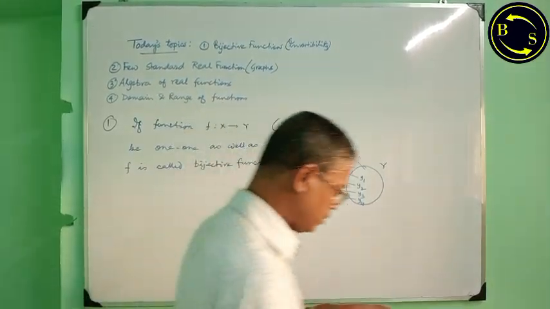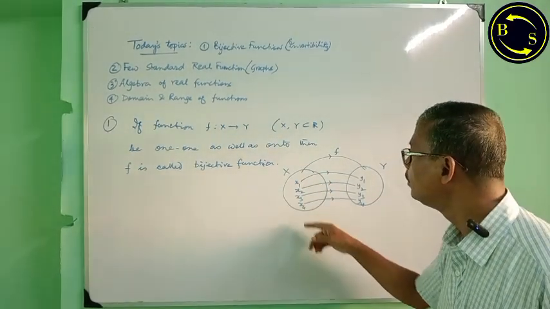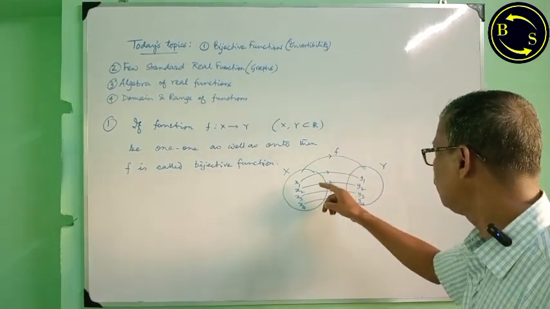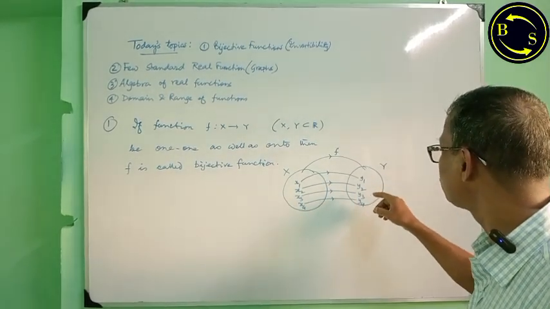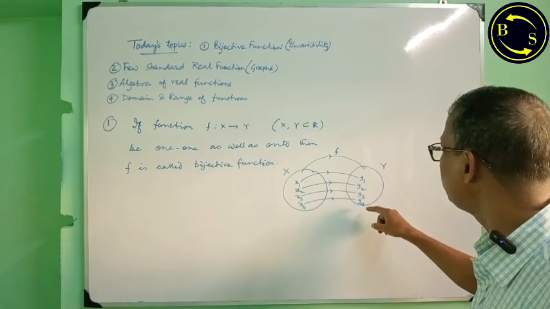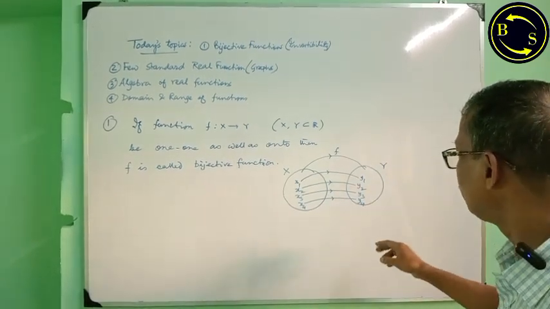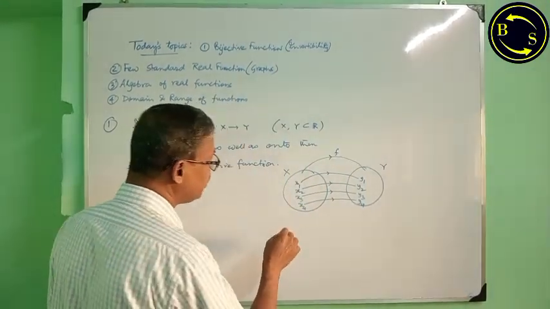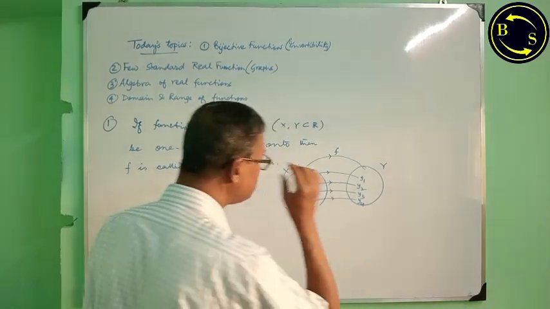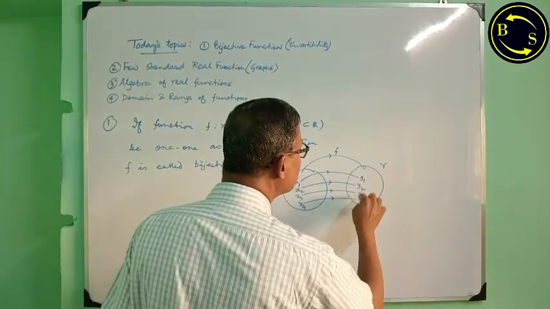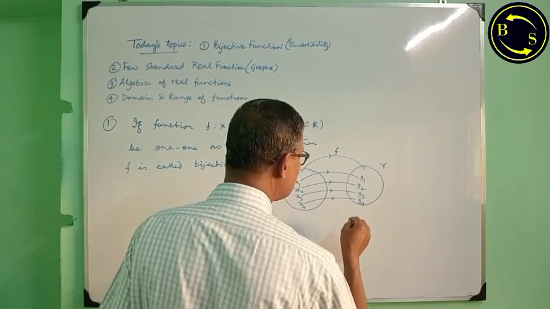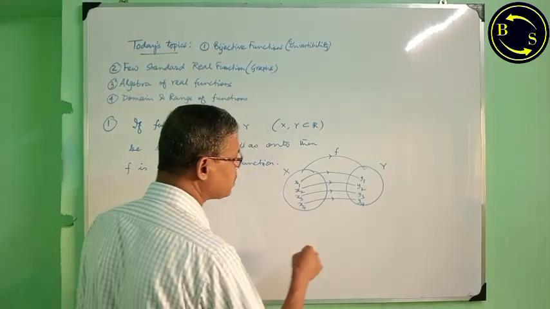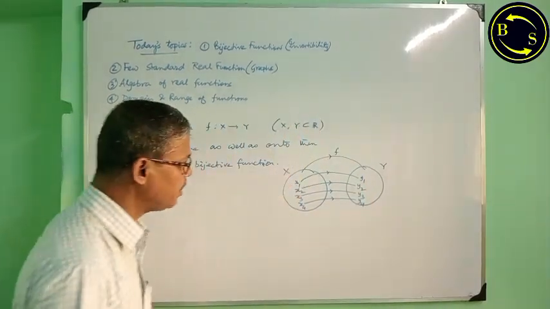From the diagram, it is clear that members of set X, I have taken x1, x2, x3, x4, are connected to the members y1, y2, y3, y4 respectively, members of Y. And what we find, each member of X is associated with distinct members of Y. Also, the number of elements of X and the number of elements of Y are the same.